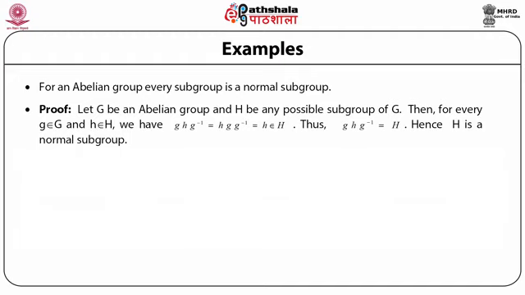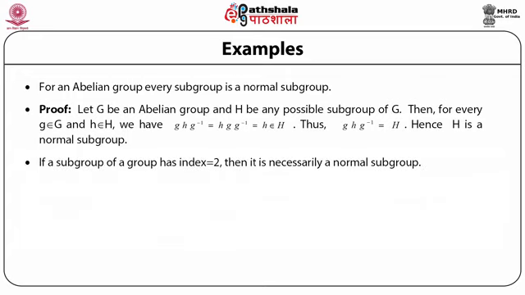have g h g inverse is equal to h g g inverse because g and h commute. The group is abelian, so this is equal to h, which belongs to the subgroup H. Thus, g h g inverse is equal to h, hence H is a normal subgroup.